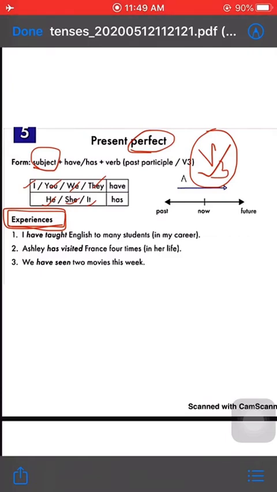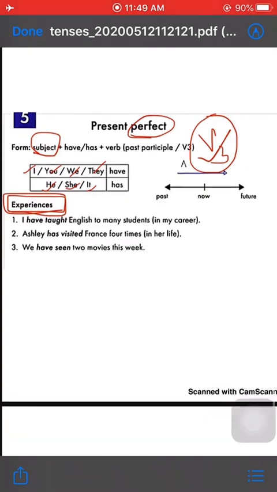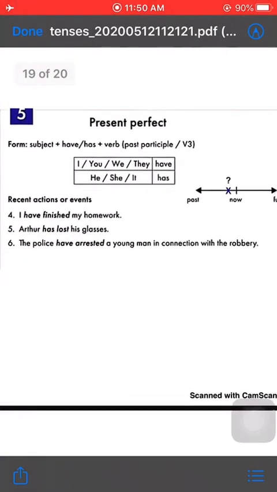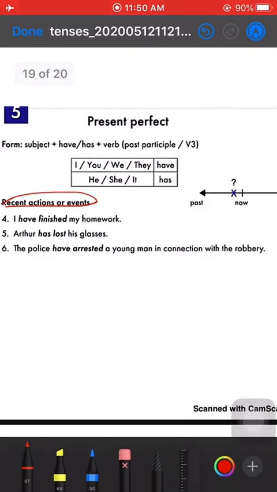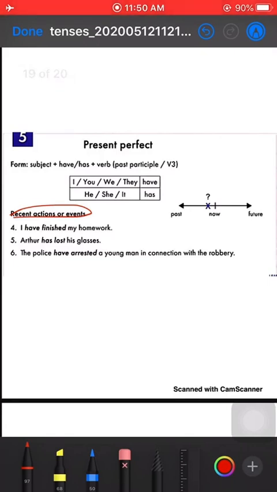Clear? So in this way, this is the present perfect. So this is the first use of present perfect, to discuss experiences and continuing, ongoing time periods. The second use is to talk about recent actions or events. Now the second use is recent actions or events. Okay?